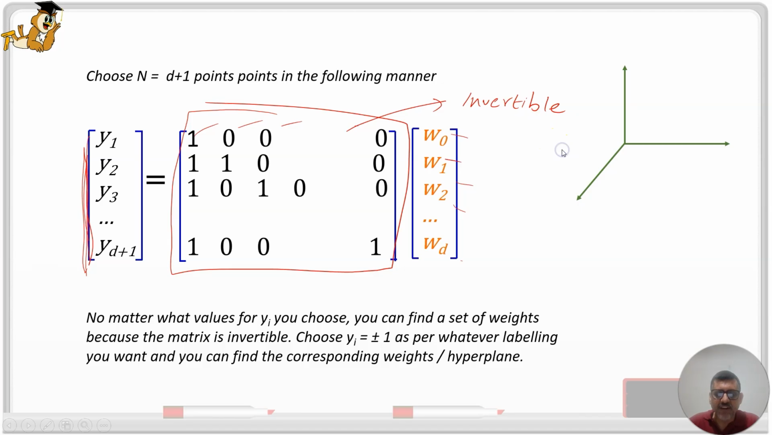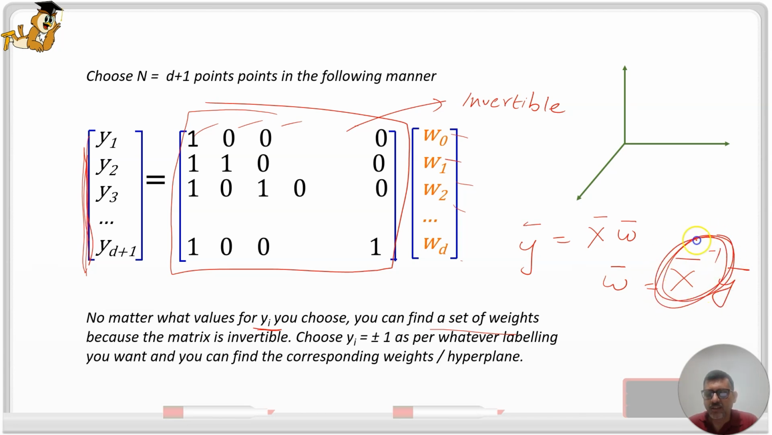Okay. And if I can find its inverse, what I am saying is no matter what values of yi you choose, you can always find the set of weights, because let's say that in a vector matrix notation this is y hat equal to x w hat. Hat I am using for the vectors, and therefore w hat is equal to x inverse y hat. So as long as the matrix X is invertible, this exists, and you can find the corresponding values of the weights W, which define your hyperplane.